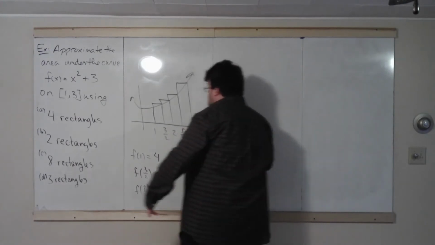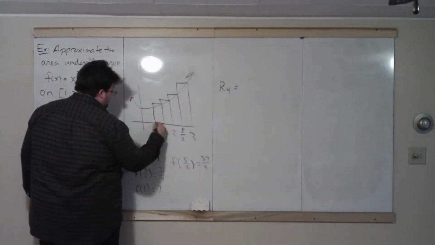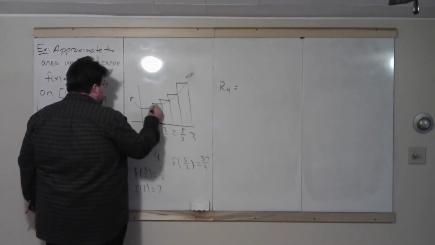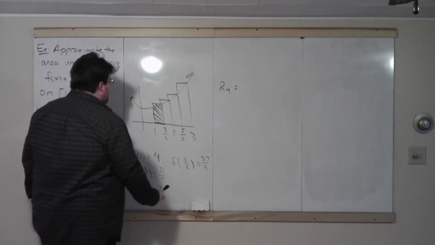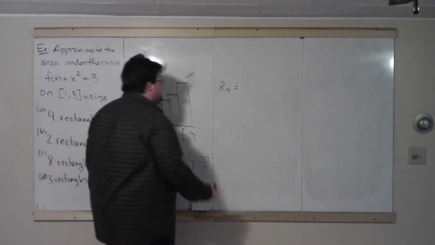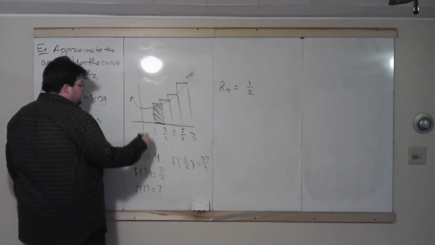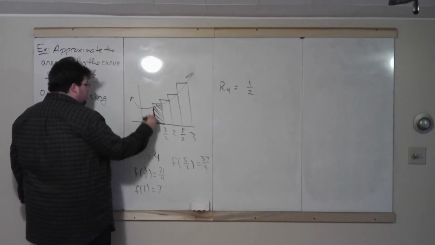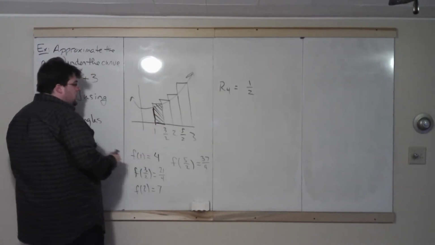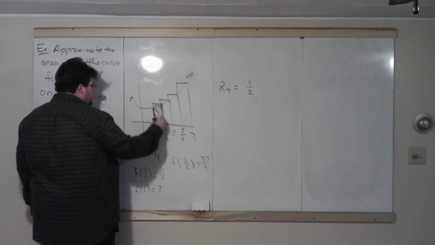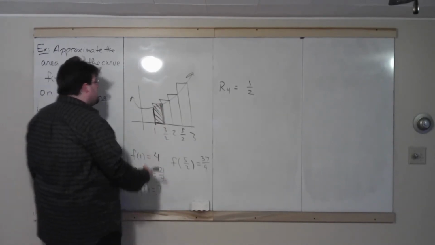Well, I'm still going to start on this first rectangle over here, even though I drew a line starting over that. The first rectangle is this one. The bottom of the rectangle has length 1/2. The height of the rectangle is no longer given by the function at 1. The height of the rectangle is given by this line, which is the function at 3 halves.